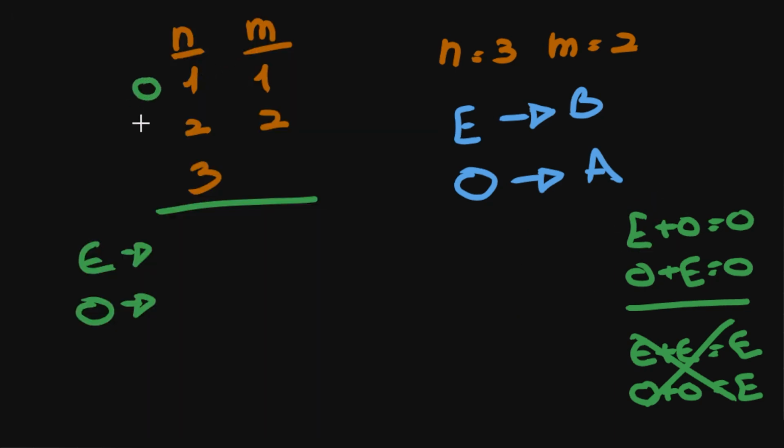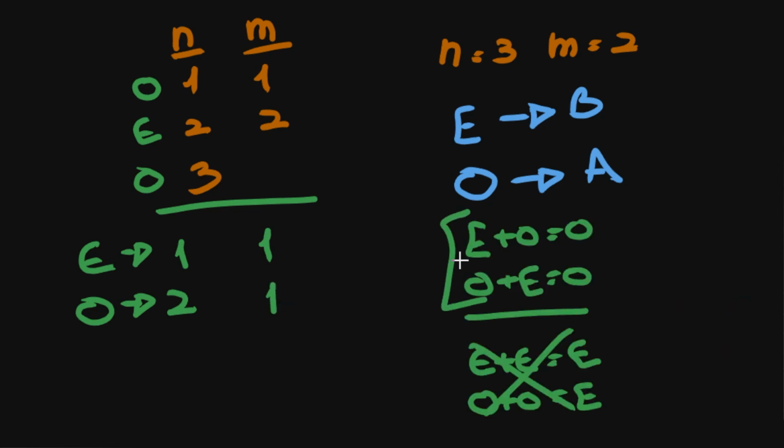Let's see, this is odd, this is even, this is odd. So for n, we have 2 odds and 1 even. And for m, we have 1 odd and 1 even. So this is 1 and 1. Now remember, this is our winner formula. We need an odd sum because Alice needs to win.